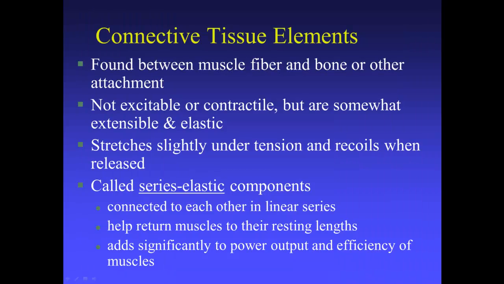One particular set of connective tissue elements is important. These are often referred to as series-elastic components. They are found in between muscle fibers and things that they're attached to, such as bone or other connective tissues. They, again, are connective tissues, so they're not excitable nor are they contractile. But in some cases, they do have other qualities which contribute to the overall qualities of the muscle.